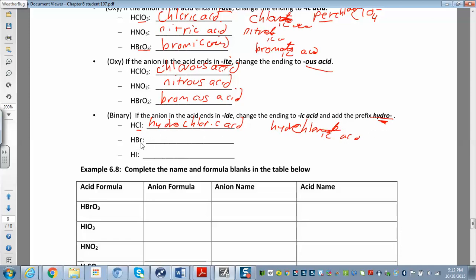This guy came from bromide, the bromide ion. Instead of bromide, I'm going to drop the ending ide to ic. So this is bromic acid. And I need to add this prefix, hydro, to start off with hydrobromic acid. Same thing with iodine. This is going to be hydroiodic acid.